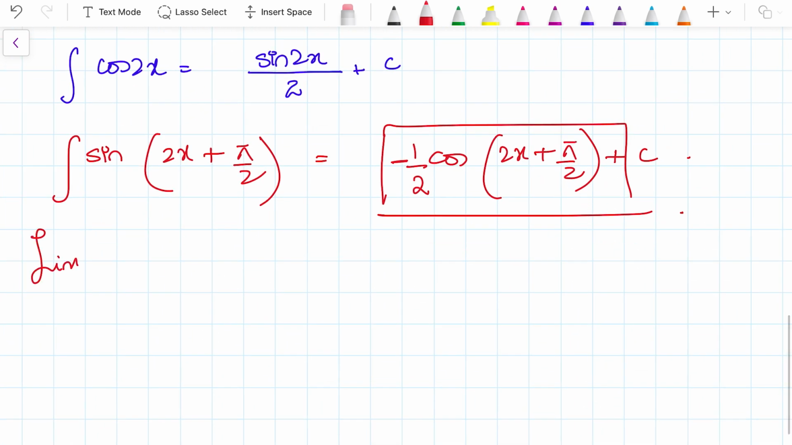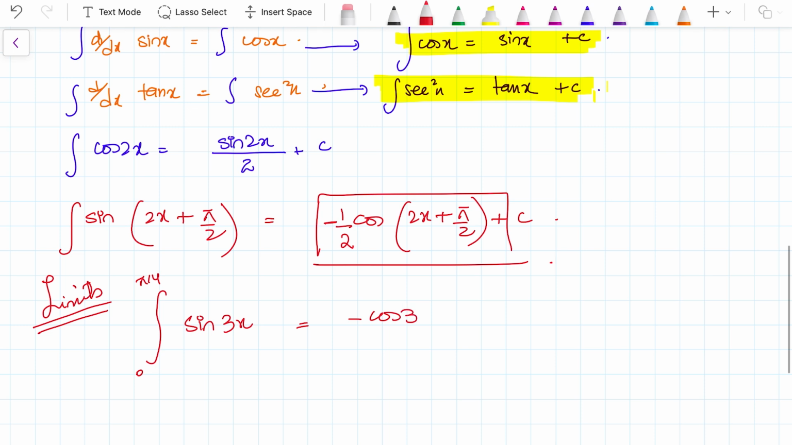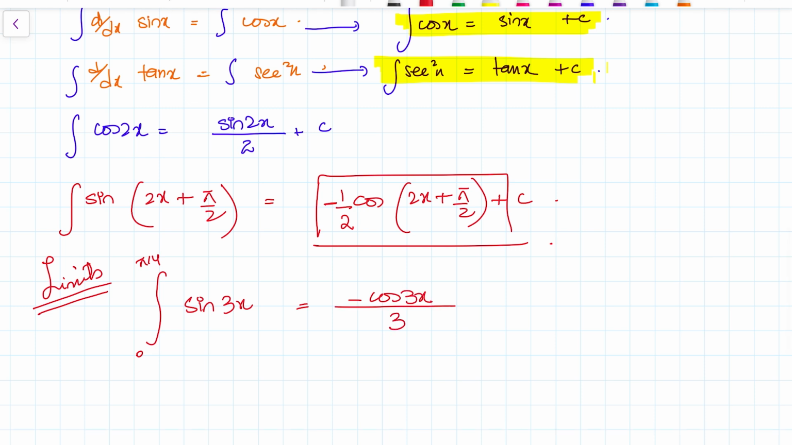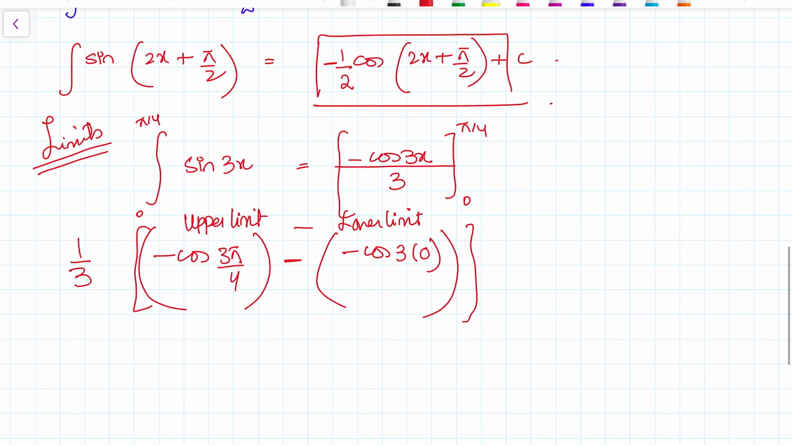Now, what is the concept of limits? Limits means, for example, if you have to integrate sine 3x with the limits pi by 4 and 0. So the integral of sine is a minus cos divided by the differential of the angle. And when you have limits, you first input the upper limit in the entire expression, then you input the lower limit, upper limit minus lower limit. There was this entire 1 upon 3 which I'm taking common out.